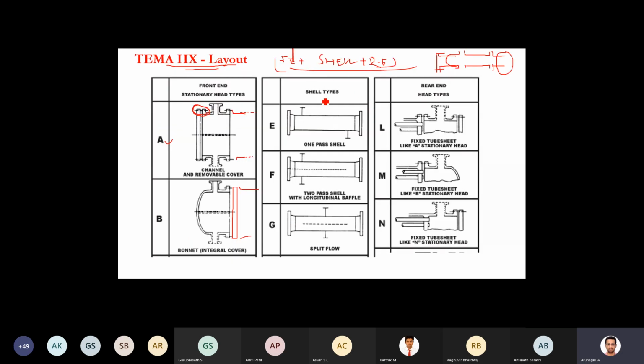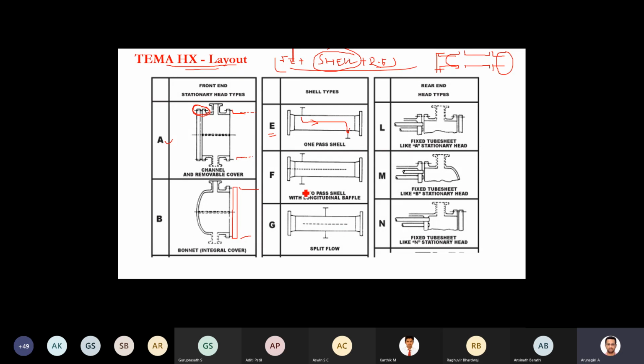Now with respect to shell types, the shell is the major component of a heat exchanger. We have different types of shell passes. One is called the E-type shell, E shell, which is the simplest one and normally used in most applications. This is your shell part, which can be integrated with the front end cover, and the rear end is connected with the rear end head. The shell side fluid will come in and flow, and you will get a single pass flow. For general, non-severe applications, you can go for this type of arrangement.